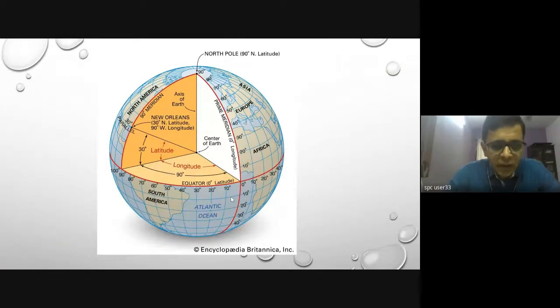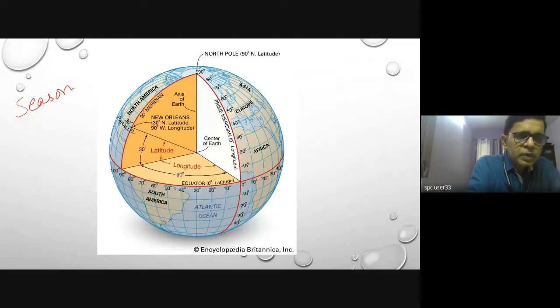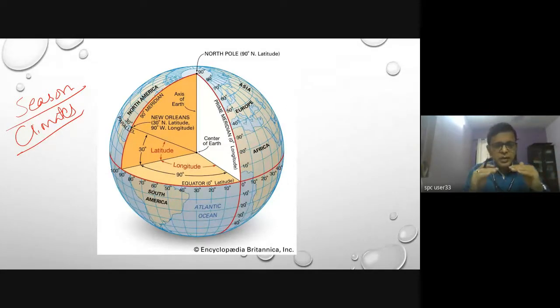So that is about latitudes, and you'll see that latitudes are related to seasons. And if we are referring to seasons, something else that they are related to is climates. Climatic changes take place according to the latitude. They don't take place according to the longitude. So what changes along the longitude?